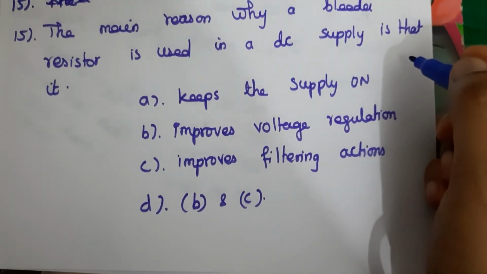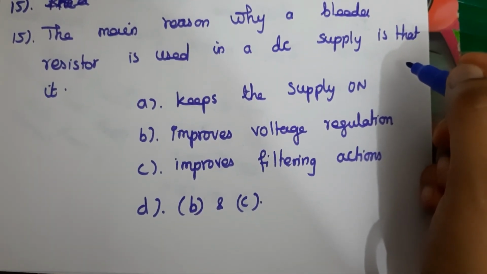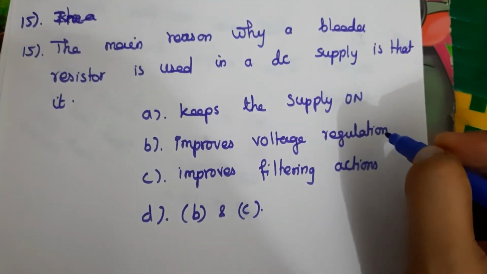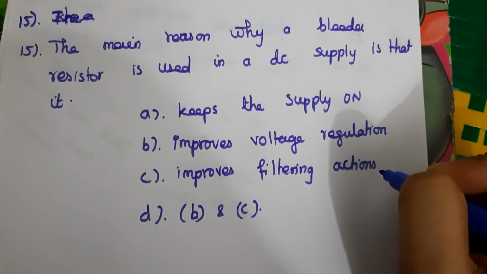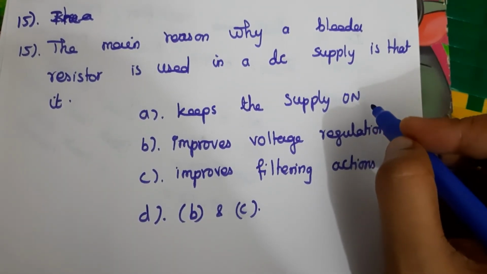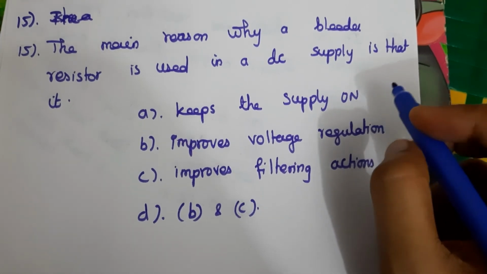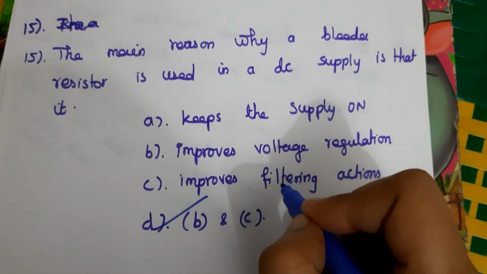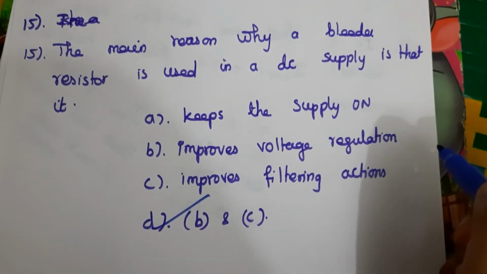Final question. The main reason why a bleeder resistor is used in a DC supply is that it improves voltage regulation and also improves filtering action. For these two reasons we are using the bleeder resistor in a DC supply. So here the answer is D, B and C: improves voltage regulation and also improves filtering action. Answer is D.